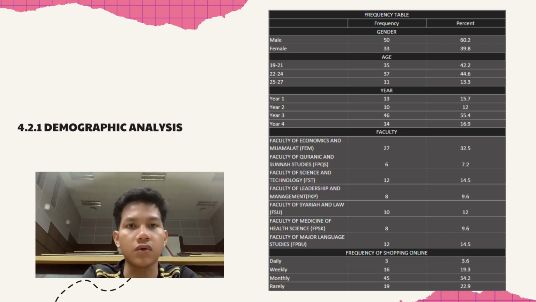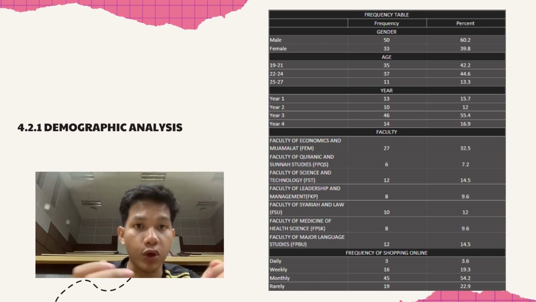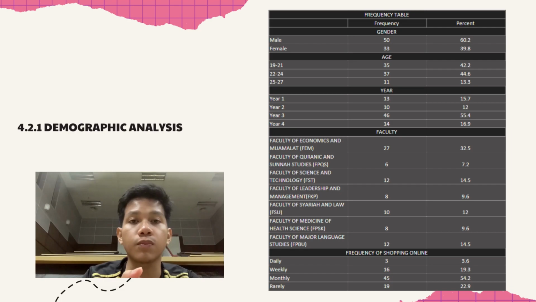16.9%. The Faculty of Economy, FEM, is the most represented with a frequency of 27, making up 32.5% of the sample, followed by the Faculty of Quran and Sunnah, FPKS, at 7.2%. In terms of online shopping habits, the majority of respondents shop online monthly, comprising 54.2%, while 22.9% shop rarely. Notably, 3.9% of respondents engage in daily online shopping.